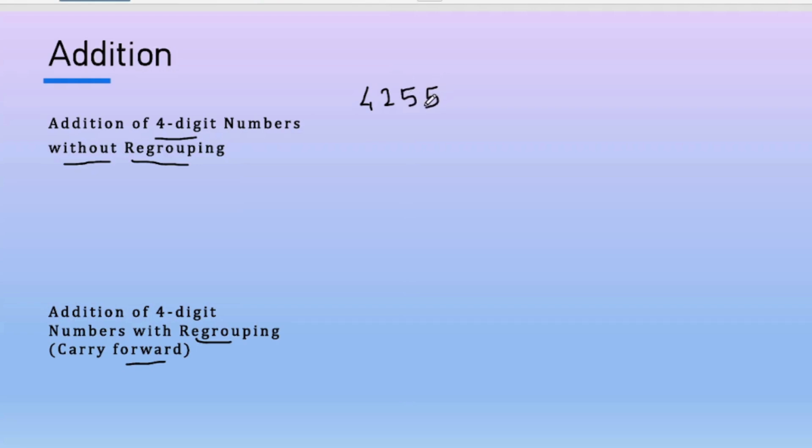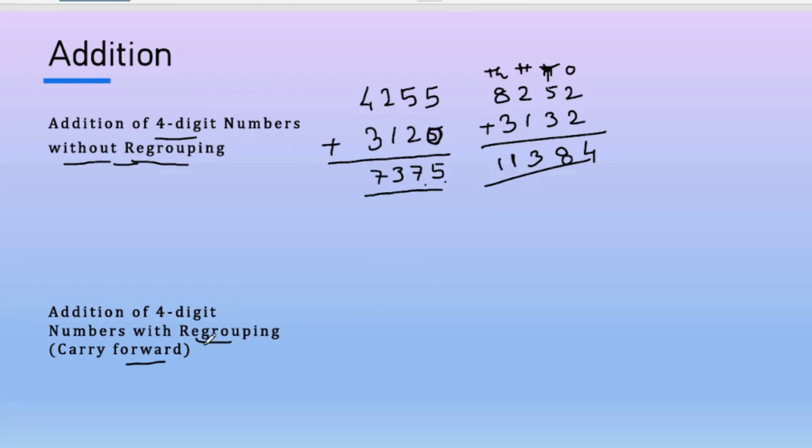Let's say 4255, okay, and the other number is 3125. You need to add these two numbers. That is, you need to find the sum of these two. Let's make it 3120 because we are doing without regrouping. There is no carry forward. So 5 plus 0 is 5, 5 plus 2 is 7, 2 plus 1 is 3, 4 plus 3 is 7. See, 7375.